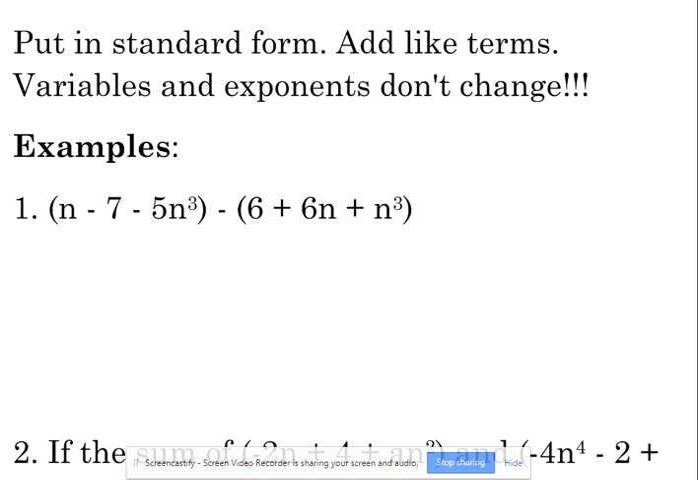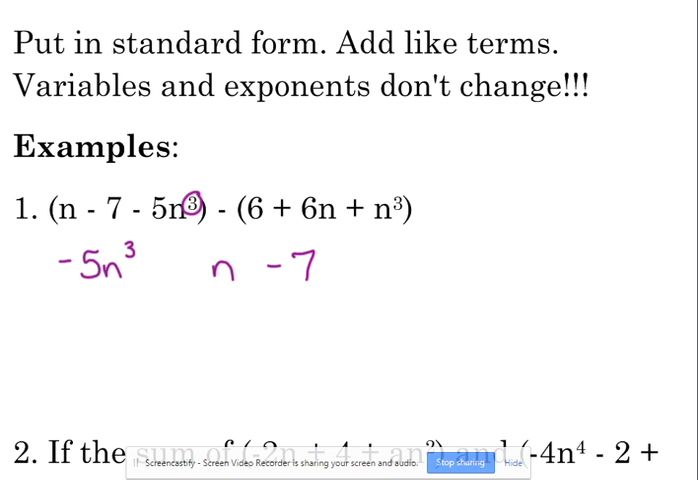With number 1, we need to write this in standard form. So we look for the biggest exponent. The biggest exponent is cubed. So we write -5n cubed first. We don't have an n squared, so I'm going to leave a space there in case my other one has it. Then we've got n, and then we've got -7.